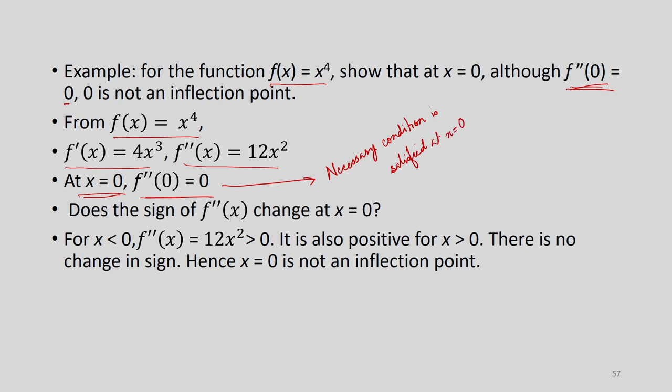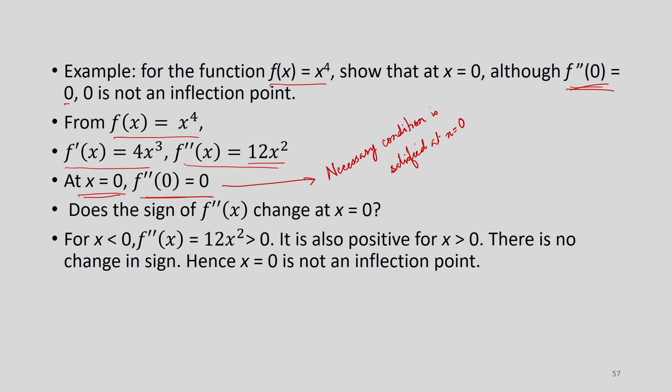Right? But we do not know about the sufficient condition. For that, we have to find out what happens to the sign of the second derivative. Does it change at x is equal to 0? So, that is the sufficient condition. Now, f double dashed is equal to 12 x square.